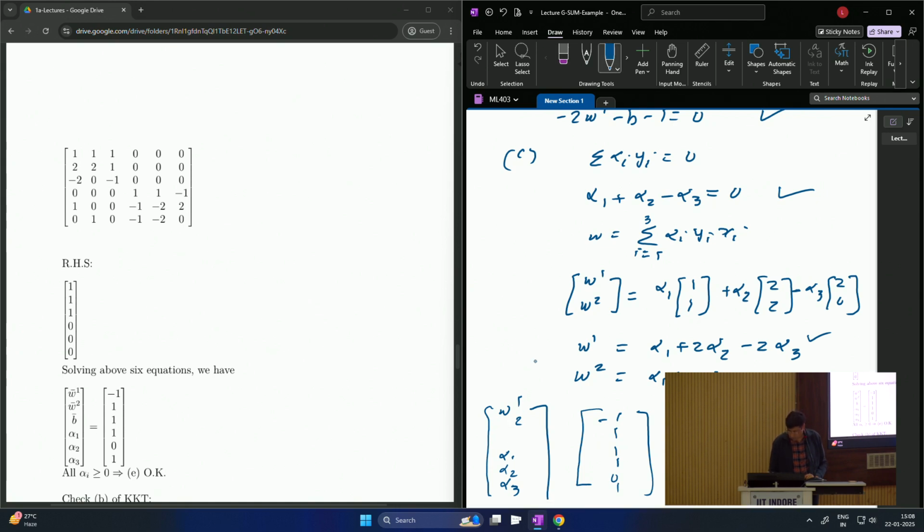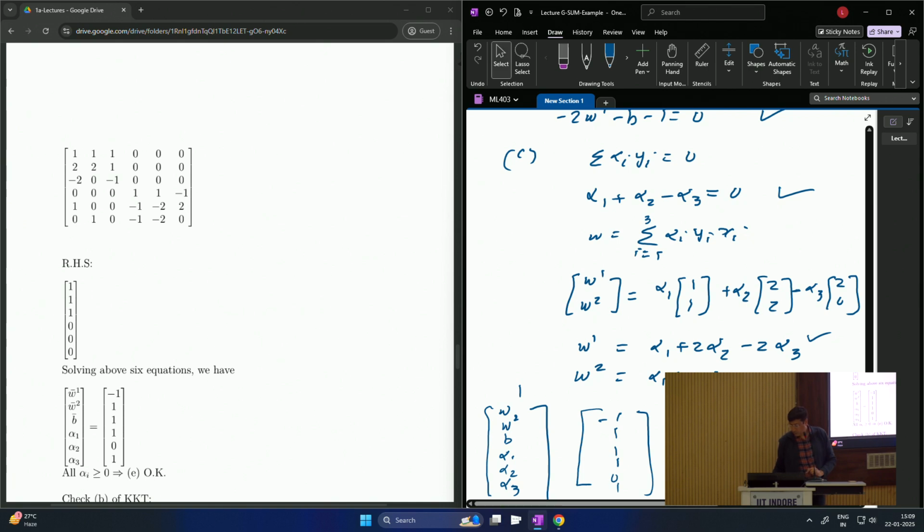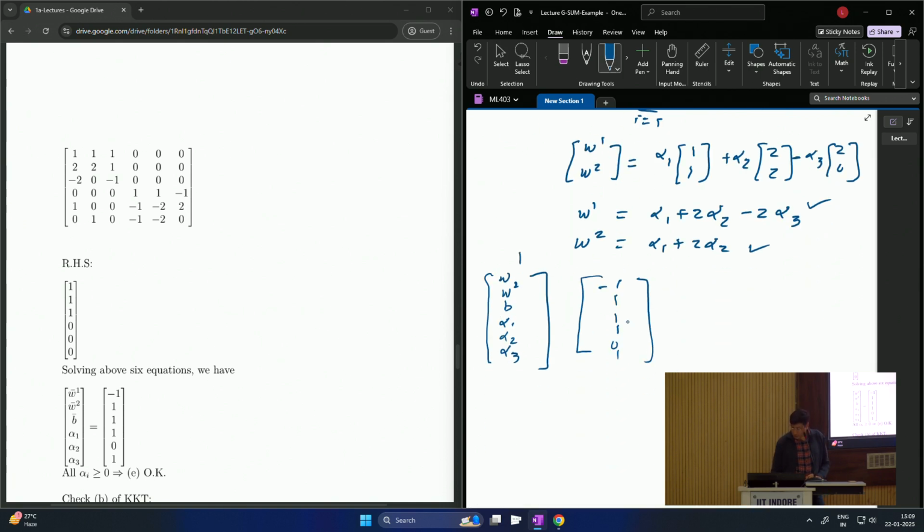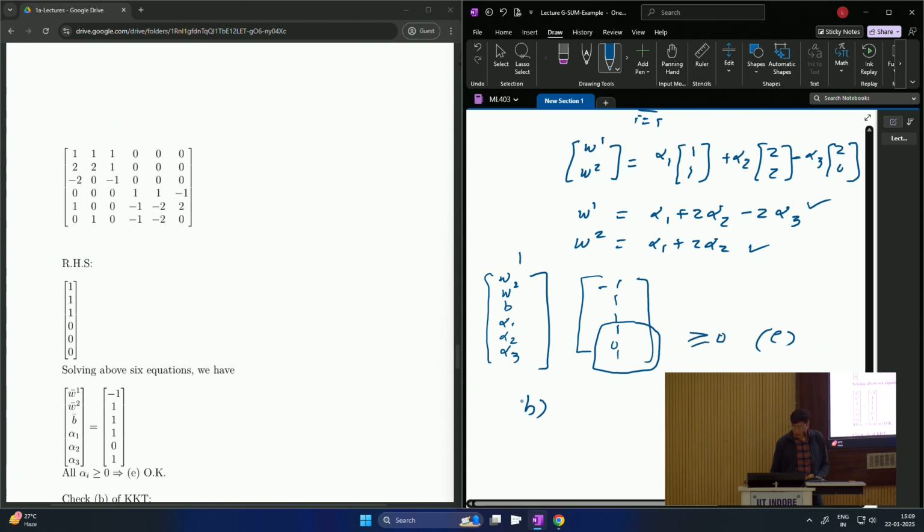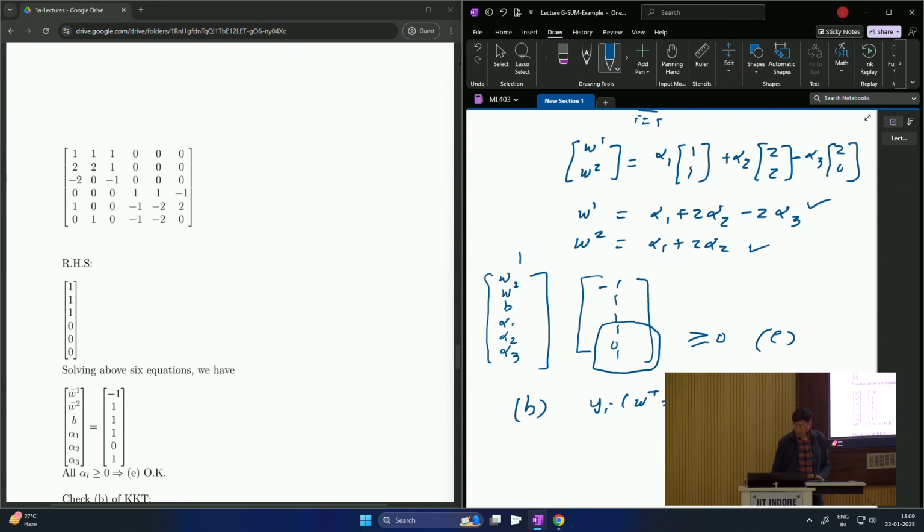Trying to be sloppy and then it all gets messed up. W1, W2, B. So now what do we have to do? You realize that all your 3 alphas are greater than or equal to 0, so your E condition is satisfied. Now what do you have to do? Check for the B condition. The B condition is the constraints equation, right? So you have to check whether the constraints are satisfied or not. The constraints are yi (w transpose xi plus b) minus 1 greater than or equal to 0, and you have to check for all i's, okay?